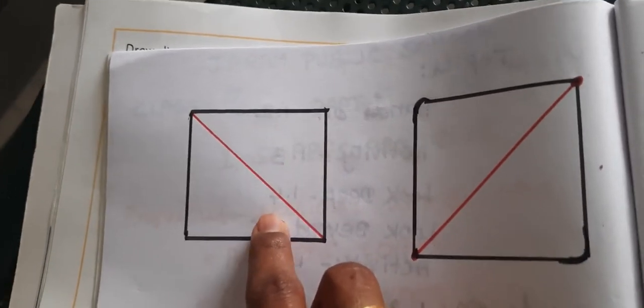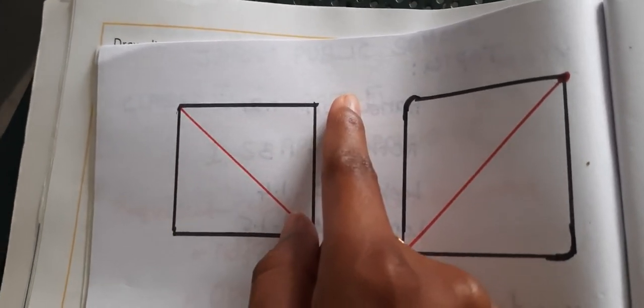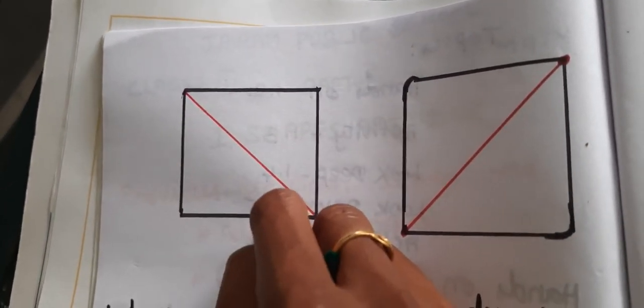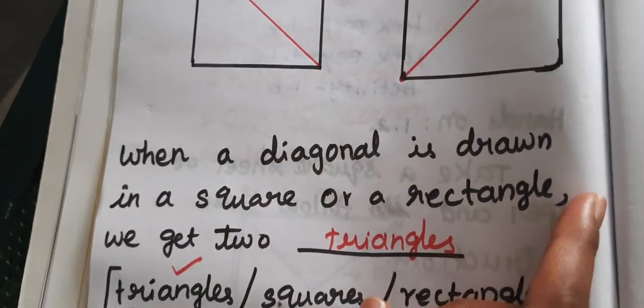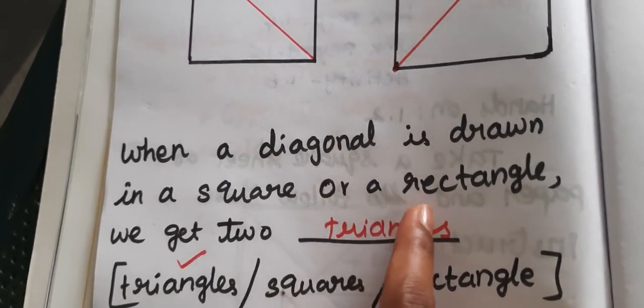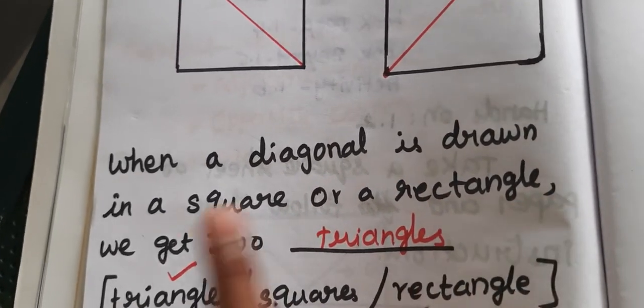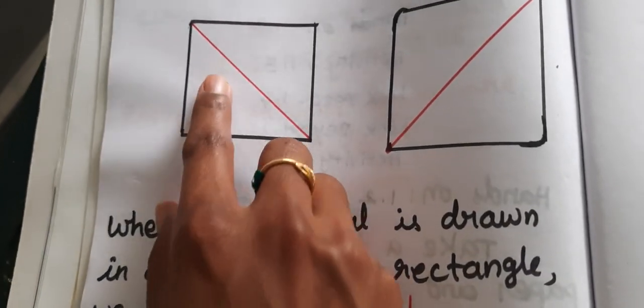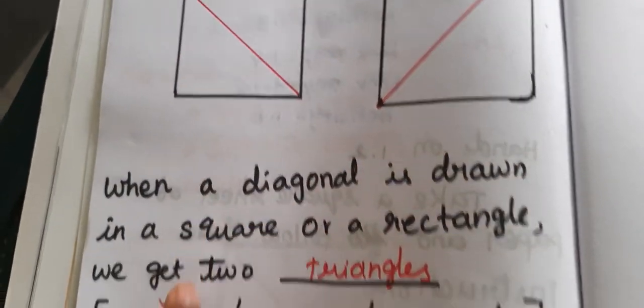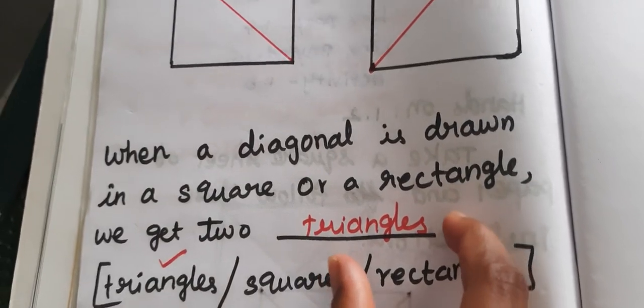In the shape itself we can draw one more diagonal also. So why have I drawn only one diagonal? Because here we have one question. When a diagonal is drawn in a square or a rectangle, we get two diagonals. So see here, this is one triangle, another triangle. So totally we get two triangles.